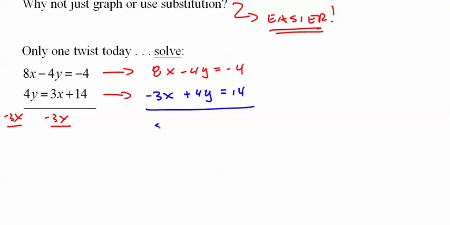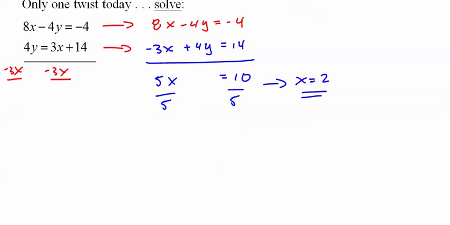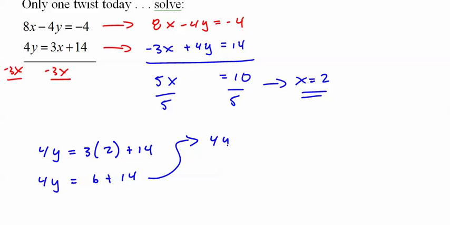Add them down. 5x, cancel. A lot of people like to write the lines in there, so go ahead if you want. Divide by 5. x equals 2. Pick one. I'm going to pick the second equation. 4y equals 3 times 2 plus 14. 4y equals 6 plus 14. 4y equals 20. y equals 5. Now I've got to use the first equation to check.